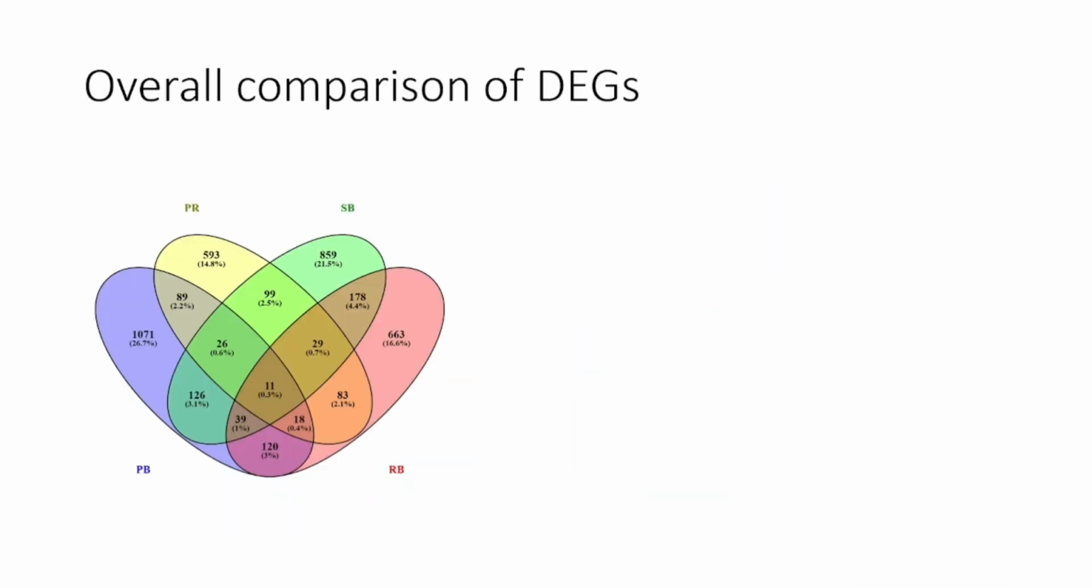See, first we have to compare your genes. For example, I have given 4 samples. I have compared the genes between uninfected and infected. Then you have the overall comparison. Like 593 are exclusive to Pulerada, 83 exclusive to RB, and 859 for this susceptible bulk. Like this, you have to compare all the samples.